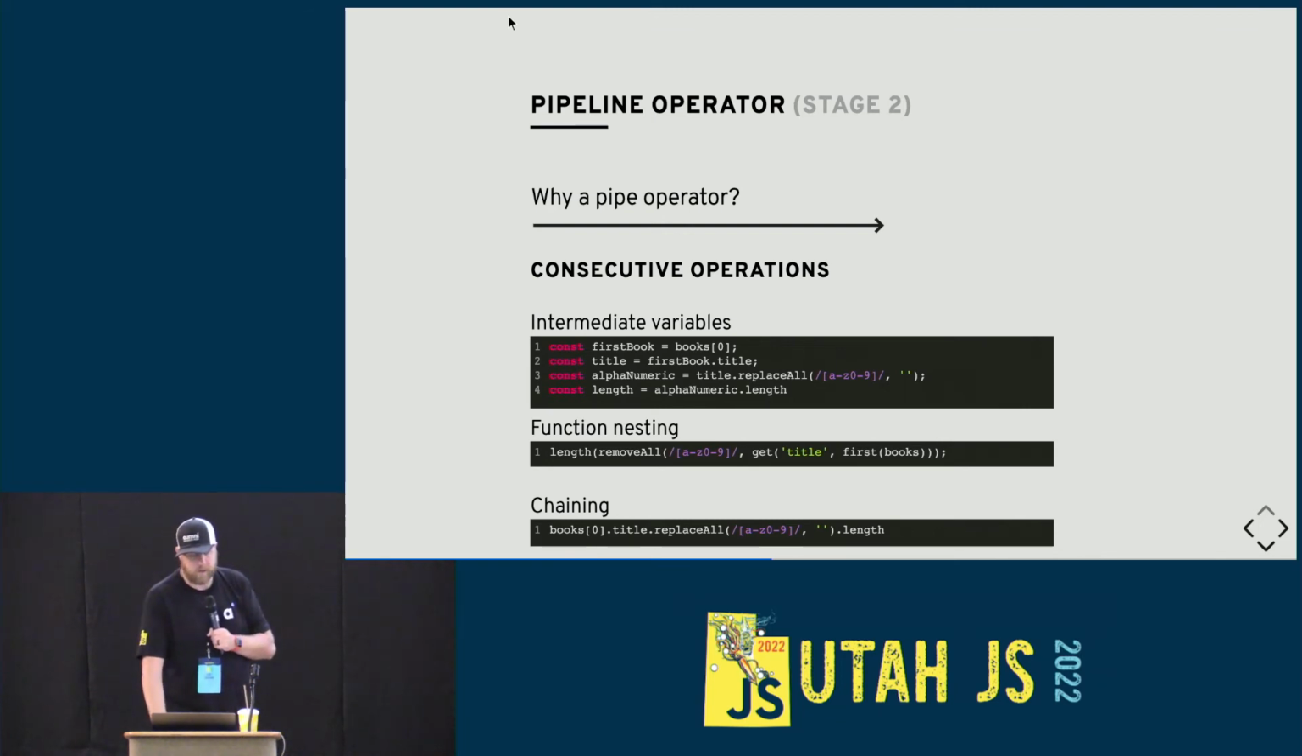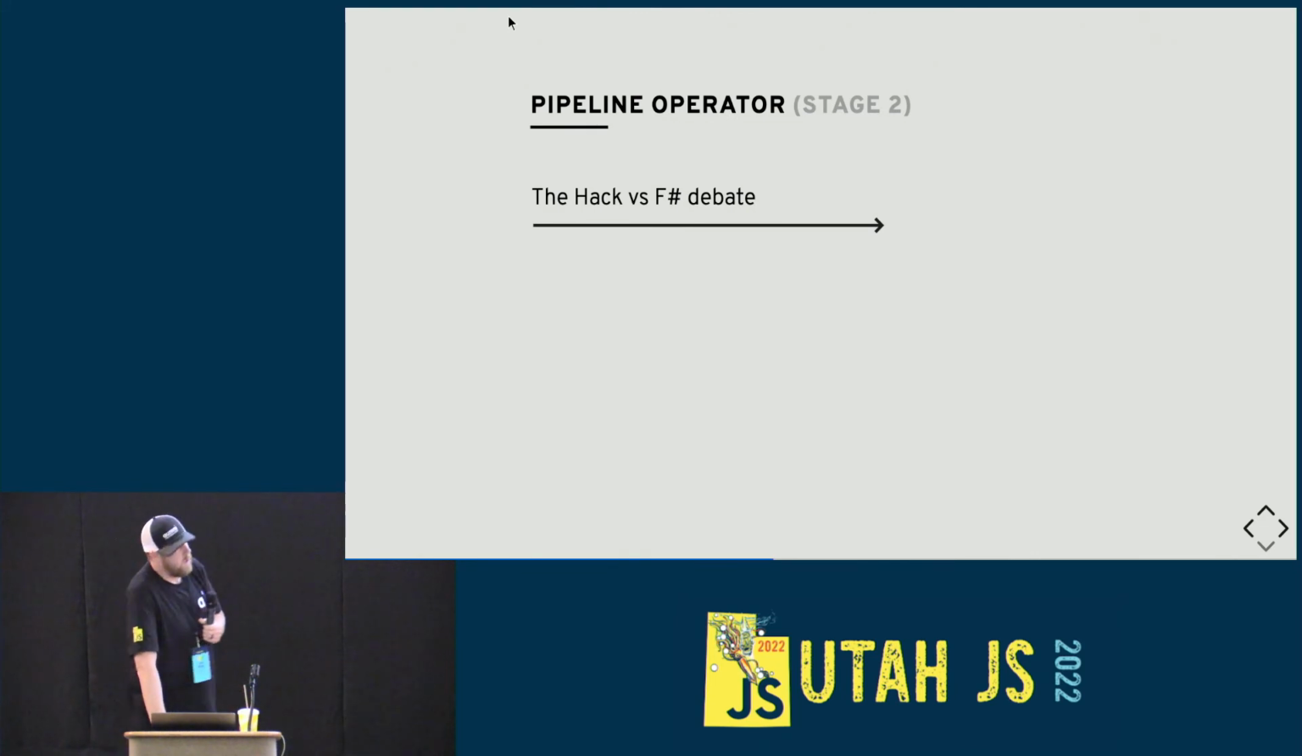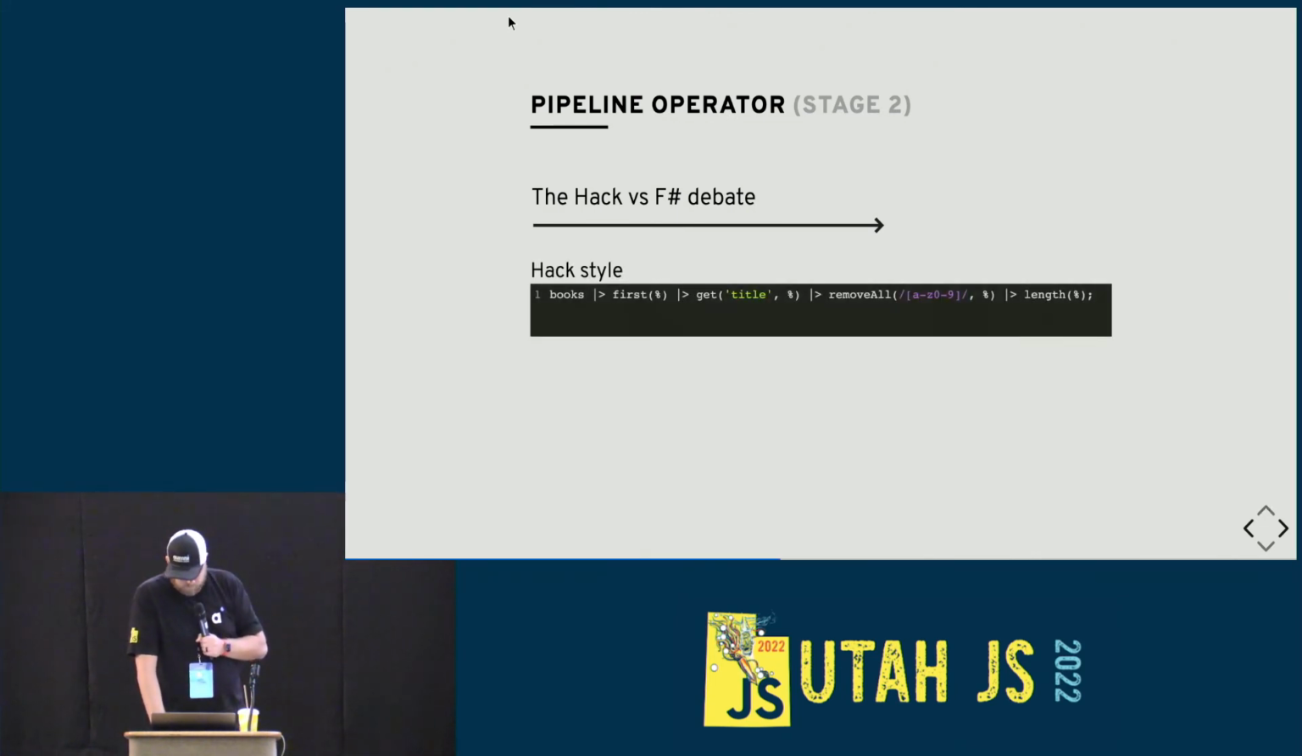So the pipeline operator is attempting to take the best of each of these and put them into one syntax that can leave the bad behind and keep all the good. In trying to accomplish that, there are two competing ideas: the hack style and the F# style. In the hack style, the idea is that the right-hand side of a pipe is an expression that contains a special placeholder. And I have the % here.